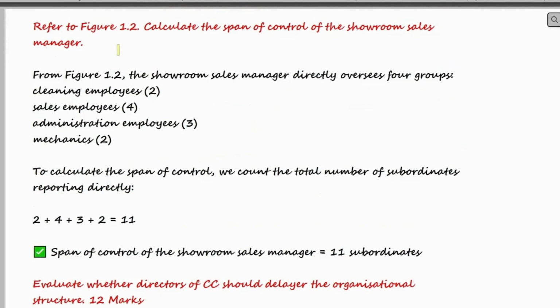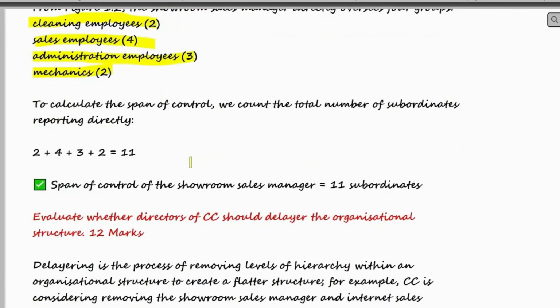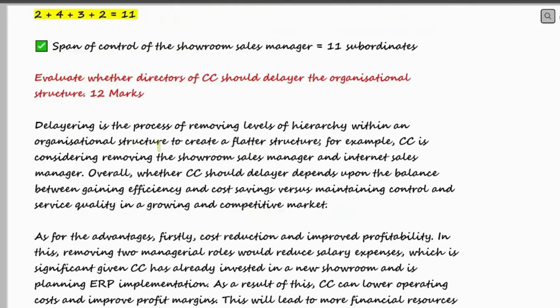So from figure 1.2, the showroom sales manager directly oversees 4 groups: cleaning employees 2, sales employees 4, administrative employees 3, mechanics 2. So to calculate the span of control, we count the total number of subordinates reporting directly. So this turns out to be 2 plus 4 plus 3 plus 2, 11. So 11 was the right answer.